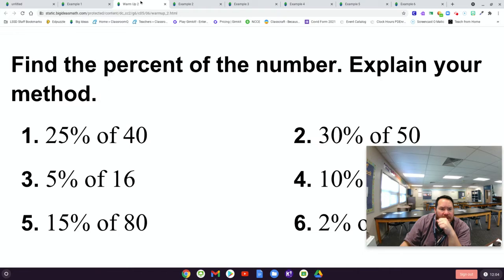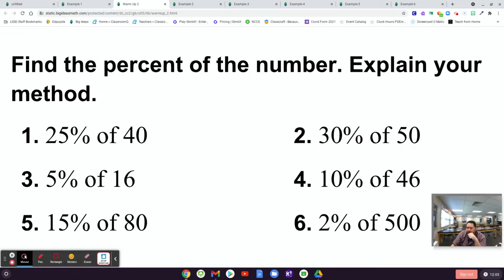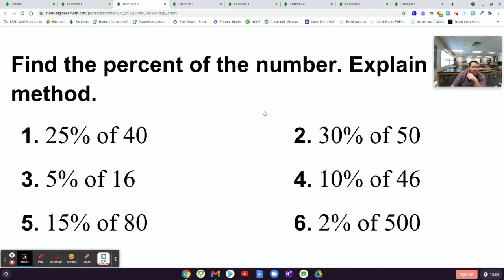Okay, now here's some to do on your own. Okay, let me shrink me. Oh, no. All right, here we go. So the first one we just did, 25% of 40, we just found out was 10. What about 30% of 50? Okay, it is 15. So 30% can simplify to 3/10 as a fraction. 3/10 times 50 is 15.